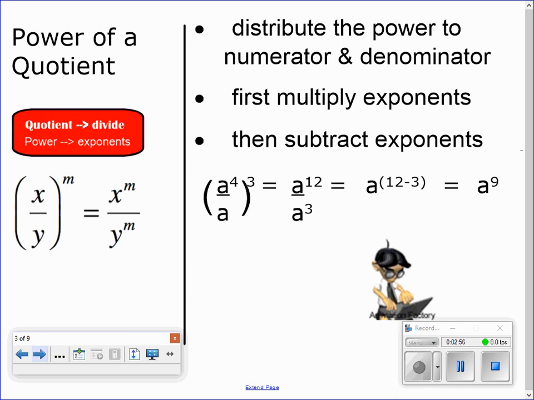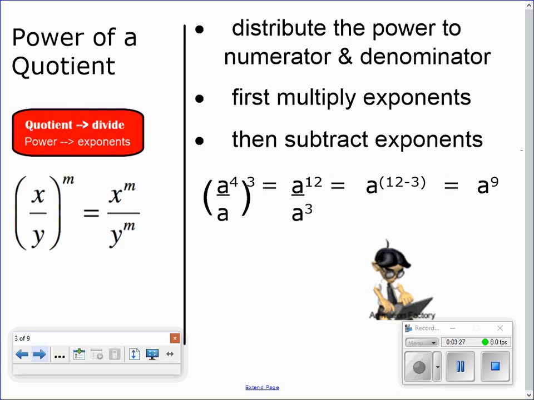So we have a to the 4th divided by a, and we have that being cubed. What this says is to distribute the power to the top and the bottom. So we distribute it to the a to the 4th, so a to the 4th to the power of 3. Remember that if you're raising a power to a power, you multiply. So a to the 4th raised to the power of 3 becomes a to the 12th power.